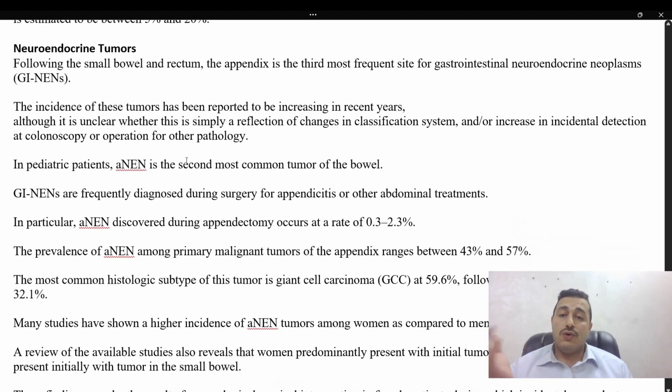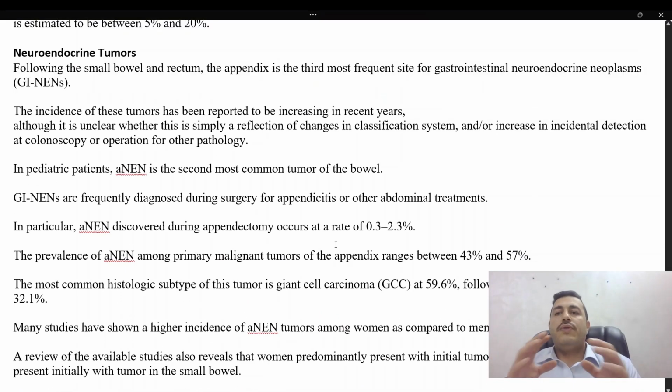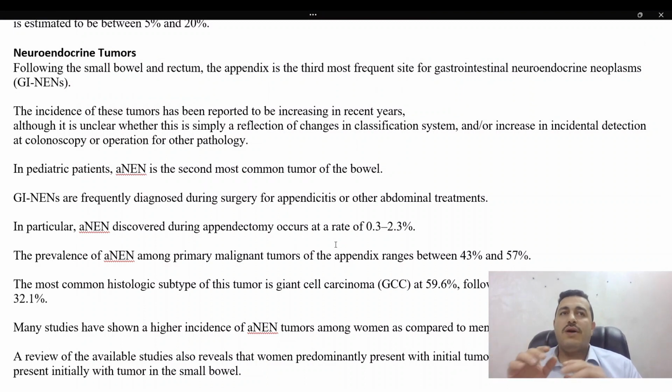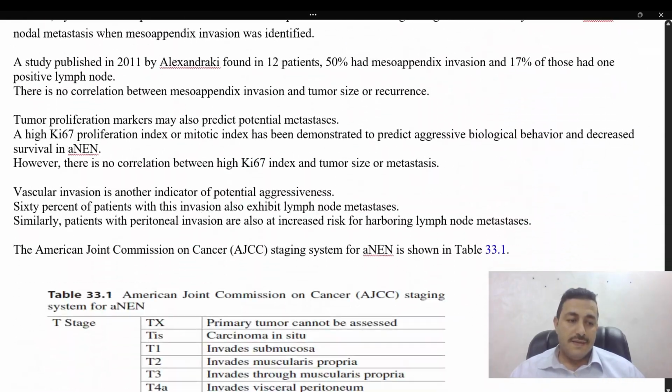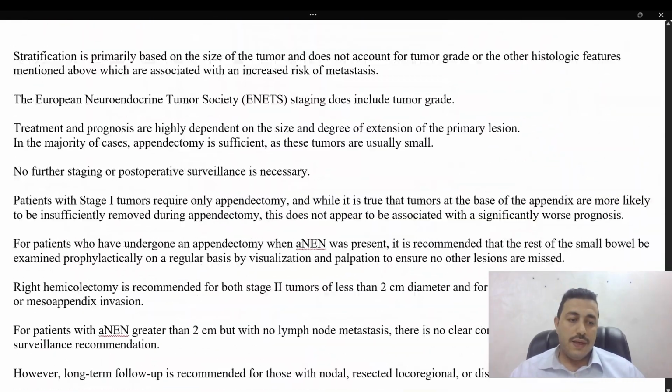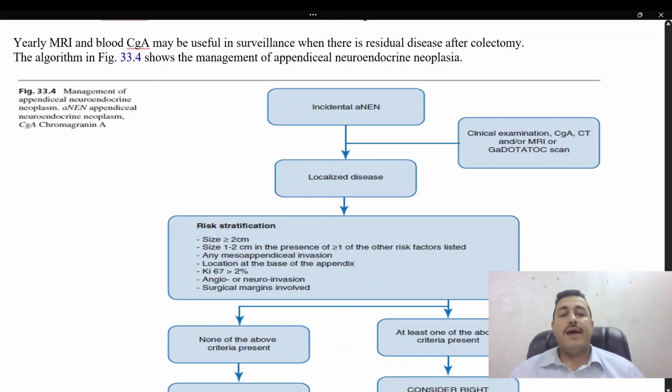Okay, neuroendocrine tumor. And about the neuroendocrine tumor of the appendix. Remember here that we are talking about neuroendocrine tumor of the appendix. We are not talking about carcinoid tumor and carcinoid syndrome. I think this needs a separate lecture. We are talking about what is in regard of the appendix. So I think a useful picture is to see this photo here. It will help us with how we can manage.